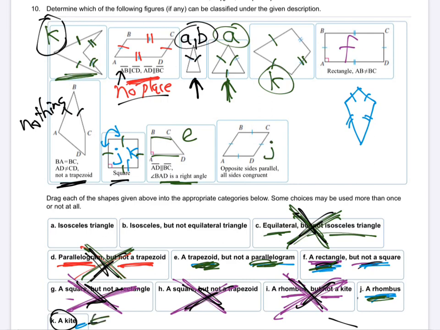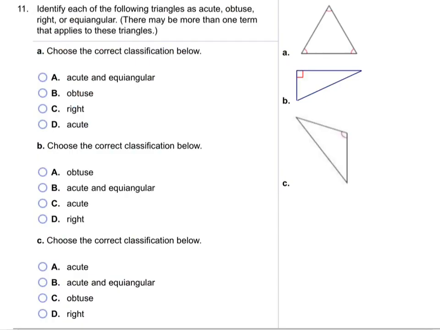Is it a kite? Yeah, it's also a kite, because remember, a kite has 2 sides next to each other equal and the other 2 sides next to each other equal. Yeah, it fits those 2 categories. So that's a very tricky problem. There we go. Okay, number 11.